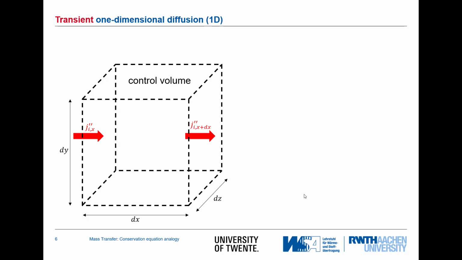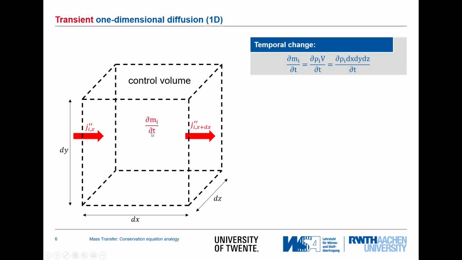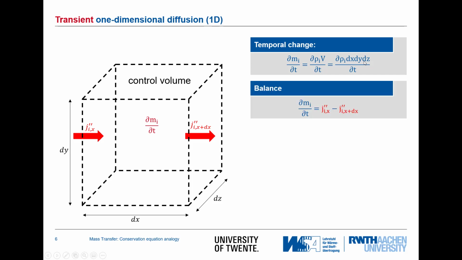But for the sake of completeness, we show that, because in the next step, if we now look here at transient mass transfer, we will have an additional term. We have the change of the mass inside the control volume by time. How can we express this change? So the mass is nothing else than the partial density times the volume inside here on our control volume, and the control volume is defined by dx, dy, dz.